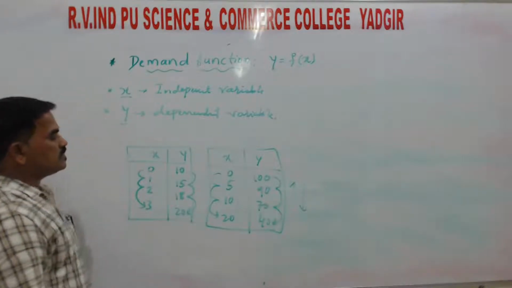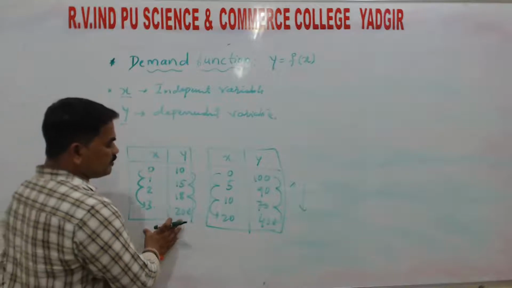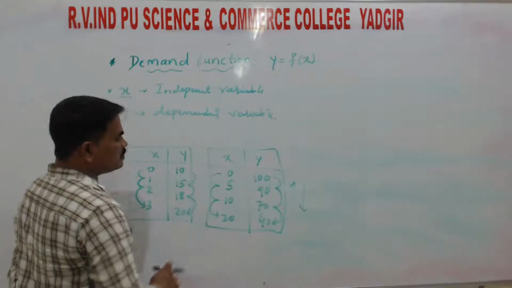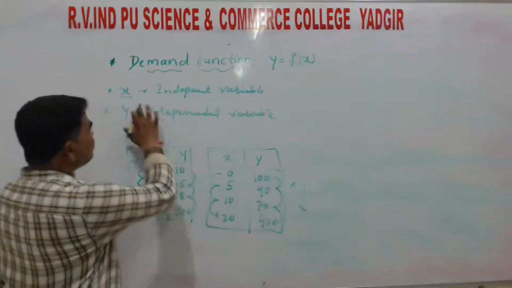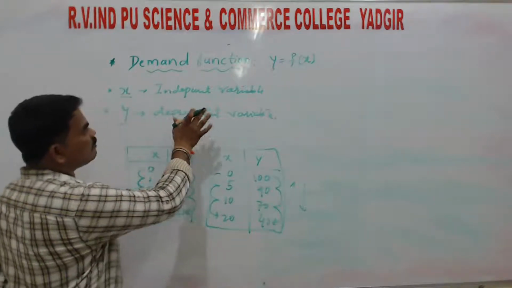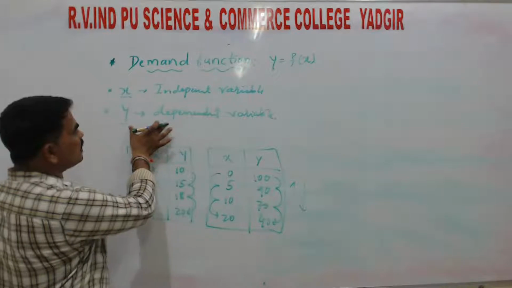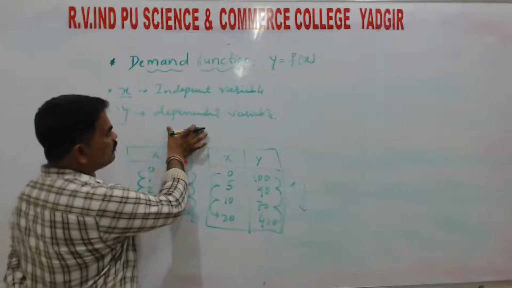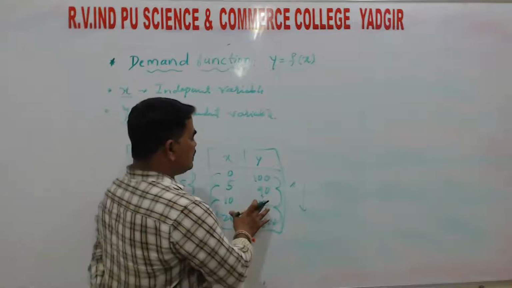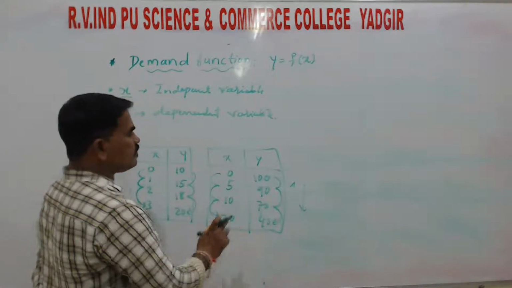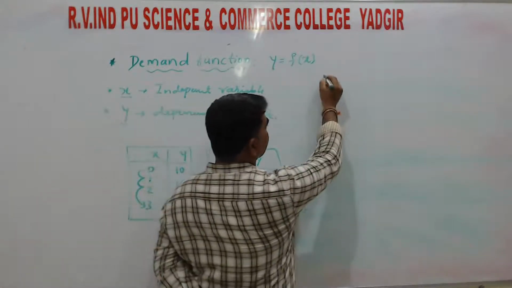If this is the scenario, then what do we call these two behaviors? As we know, x is the independent variable. Why we call x the independent variable and y the dependent variable, we will come to know. So I will try to put this graphically.